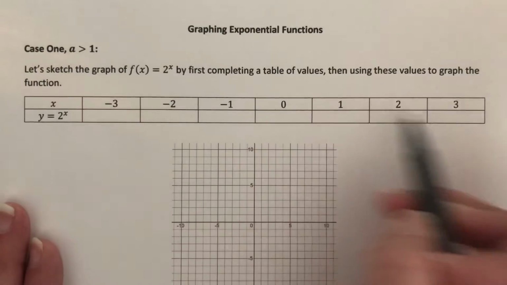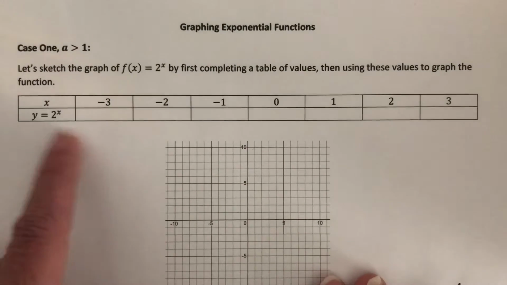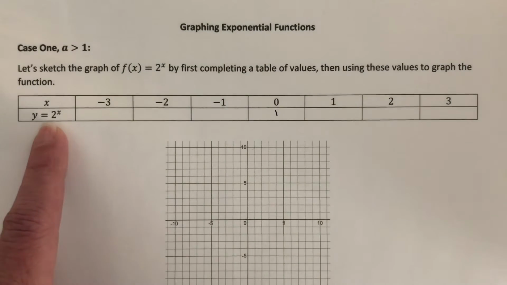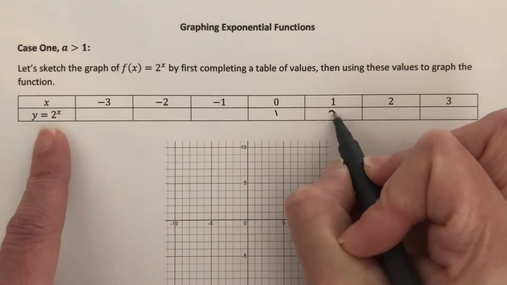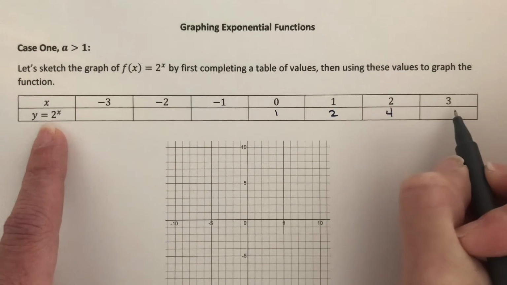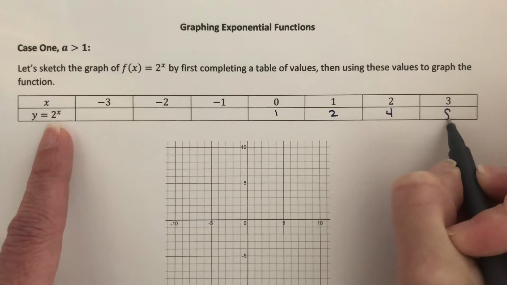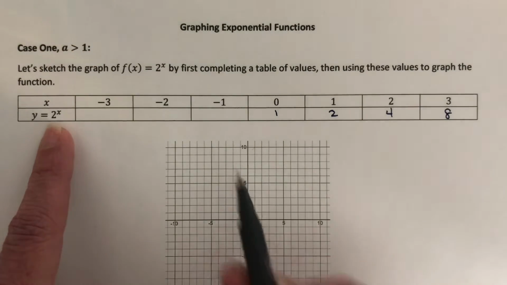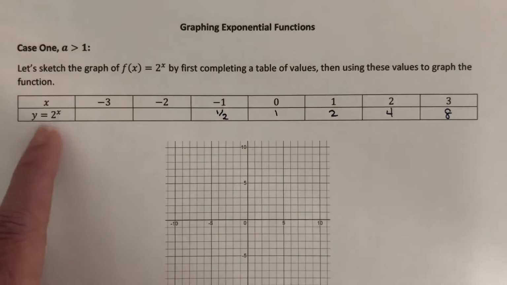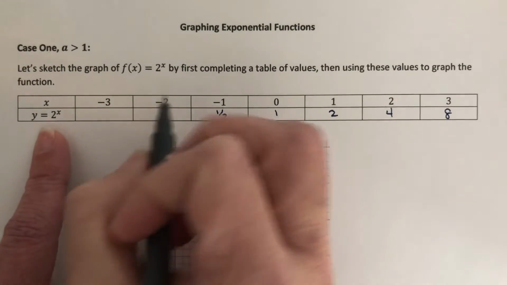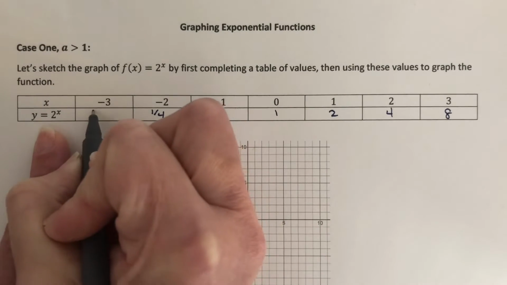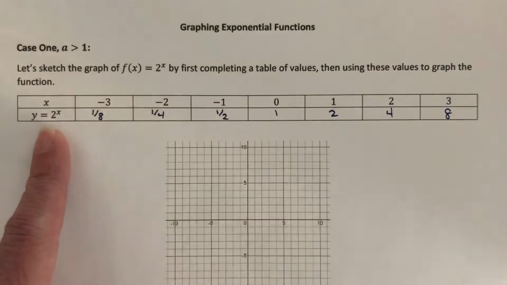Okay, let's just start off with our positive exponents because they're easiest. 2 to the 0 power is 1 because that's always true. 2 to the first power is 2. 2 squared is 4. 2 to the third is 8. 2 to the -1 will be 1/2. 2 to the -2 will be 1/4. And 2 to the -3 is 1/8.